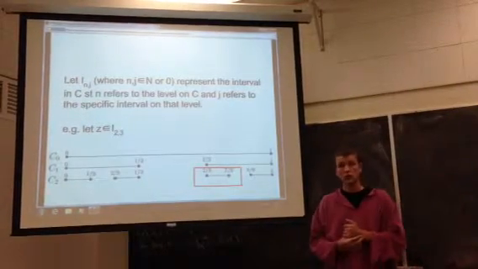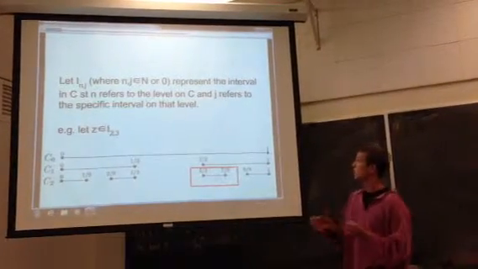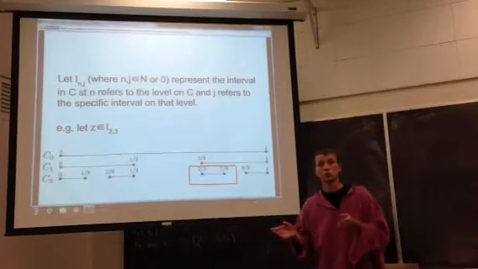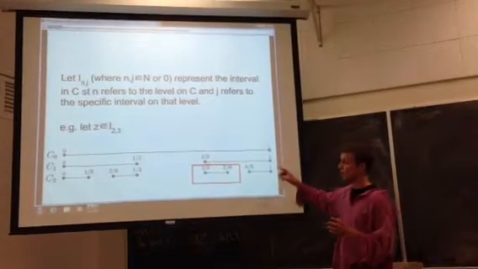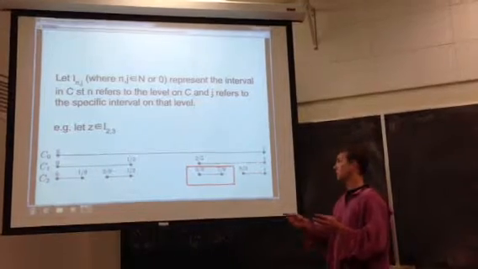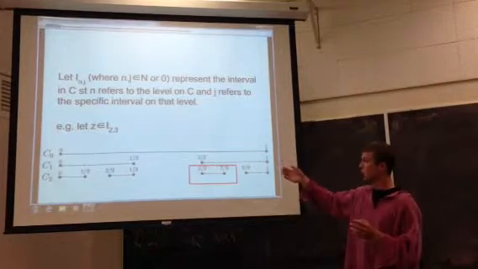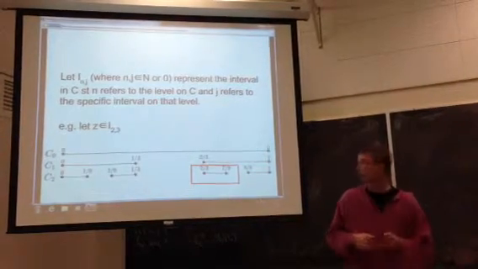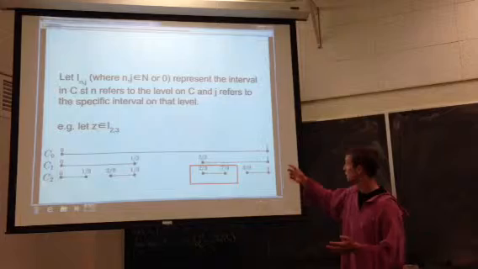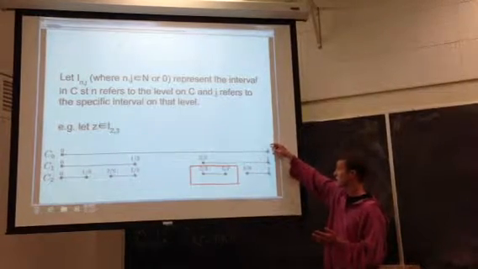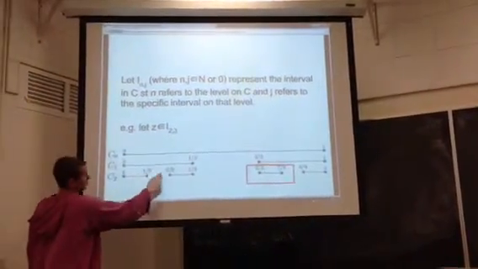Okay, so we want to be able to talk about each interval specifically, so we let I sub n,j represent that, where n and j are in the naturals or 0, and n represents the level of the Cantor set that we're talking about. So I sub 2 would be level 2, and then j represents the specific interval on that level. So, for instance, 2/3 is in the interval I sub 1,2 on level 1.